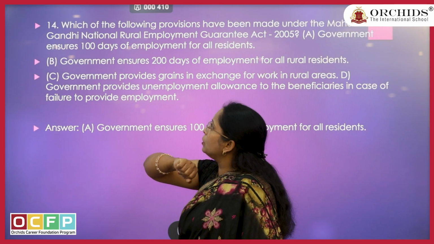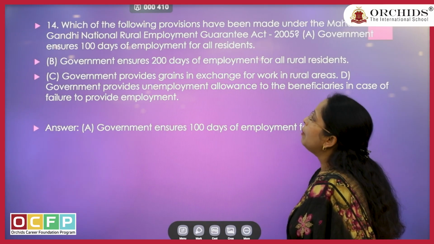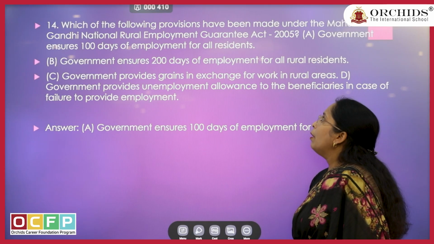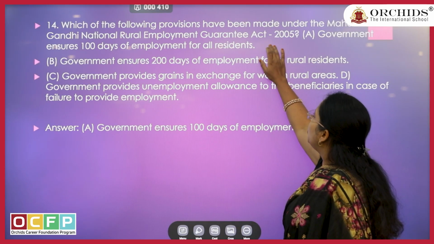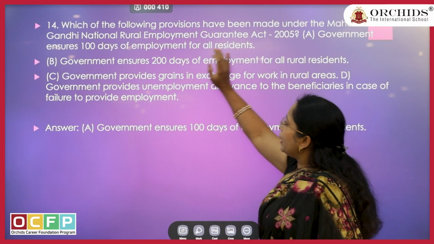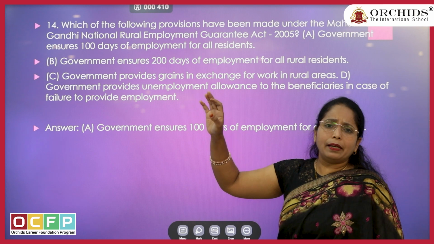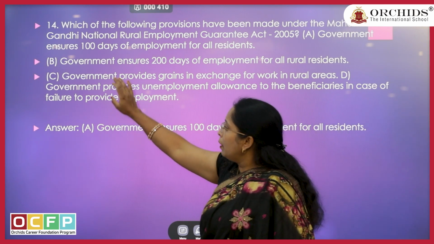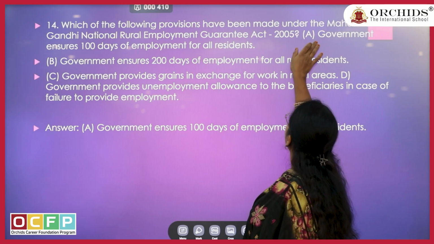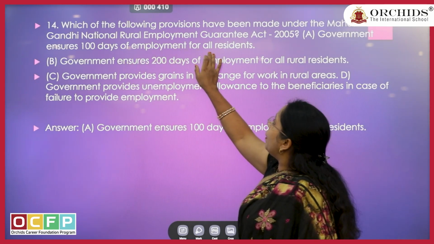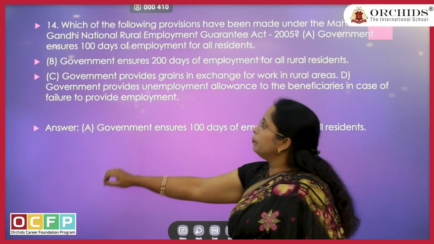Question number 14 asks which of the following provisions have been made under the Mahatma Gandhi National Rural Employment Guarantee Act, NREGA. You are all aware about it. NREGA 2005. The government ensures 100 days of employment for all the residents, whether in rural area or urban area. Now let us choose A, because A is the right answer, where we have 100 days of employment guarantee for all the unemployed people of India.